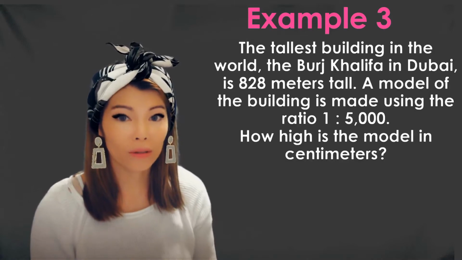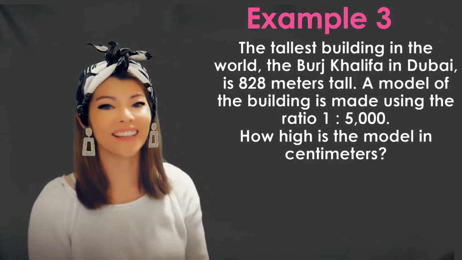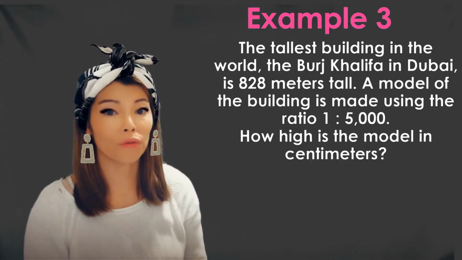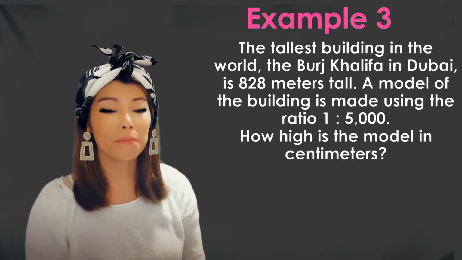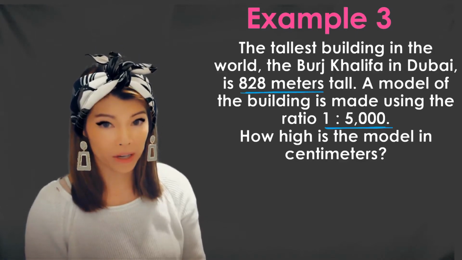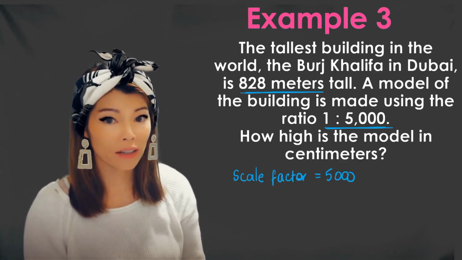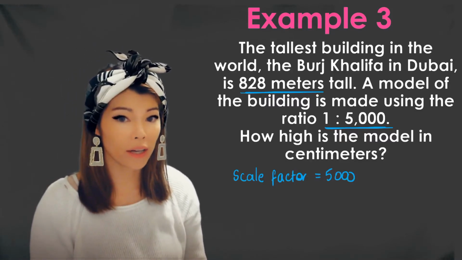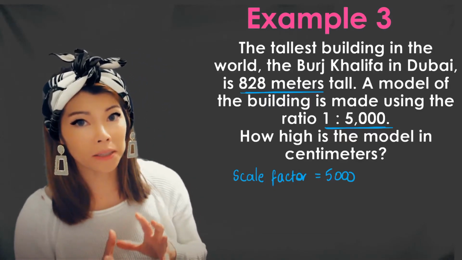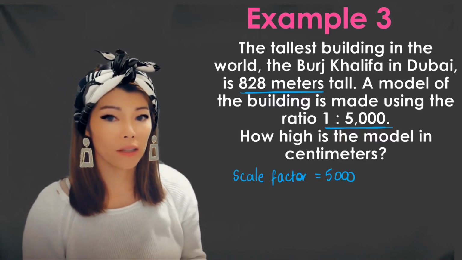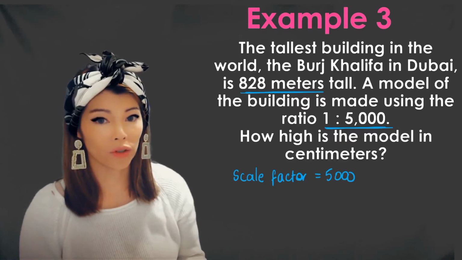Let's do another example. The tallest building in the world, the one in Dubai, is 828 meters tall. A model of the building is made using the ratio 1 to 5,000. How high is the model in centimeters? So the model, the little one. Let's underline the important information. We can see that the scale factor is 5,000. And we're going from 828 meters tall, the big one, and we want to look for the little centimeter scale model. Now we are using meters. So 828 meters, we're dividing by the scale factor to get to our model.